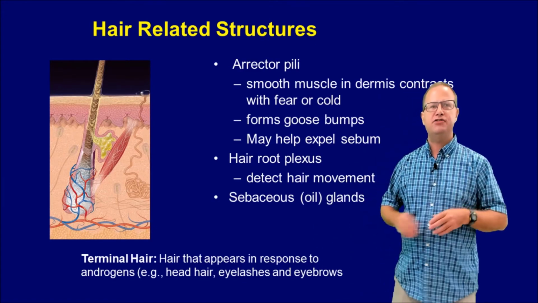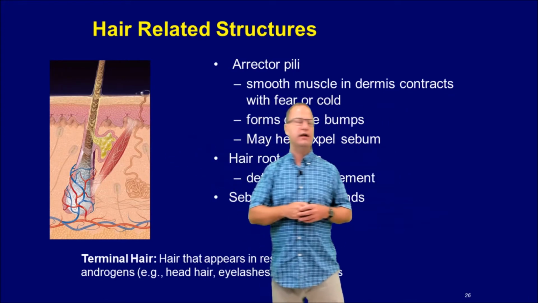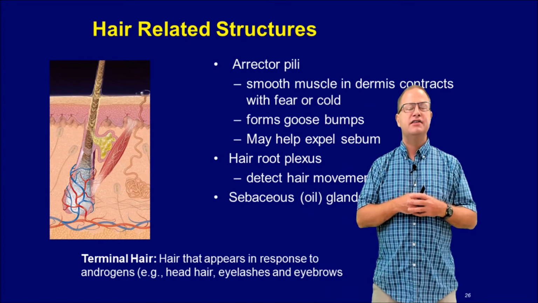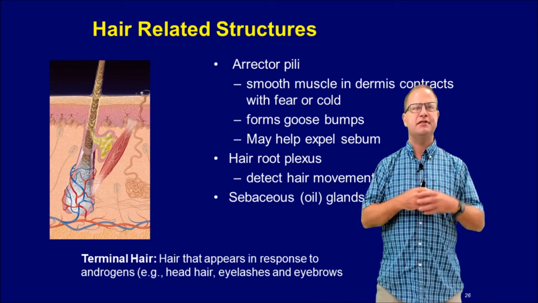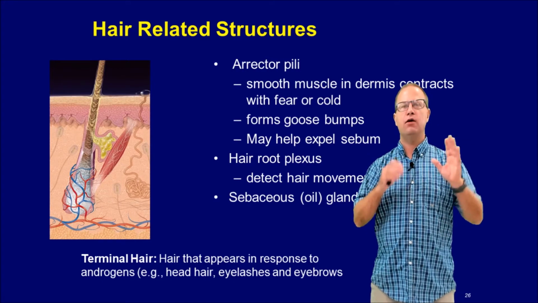And finally we have sebaceous glands, which you can see right there, the kind of yellow gland, and the yellow gland is there to produce sebum. Sebum is a sort of waxy, fatty substance, and its purpose is to lubricate the hair shaft, to keep it nice and good, and also to lubricate and waterproof the skin.